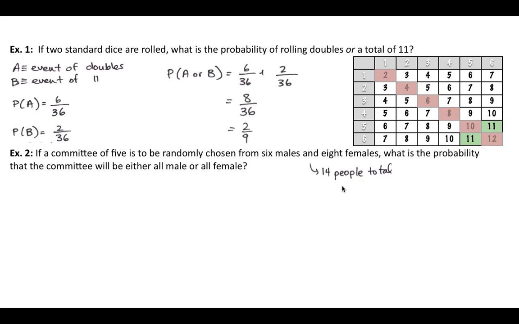So we know we're going to be dealing with combinations because order doesn't matter, right? We just want those people to be on the committee. We don't care what order. They're not particular positions like president, vice president, so we don't have to worry about order mattering.